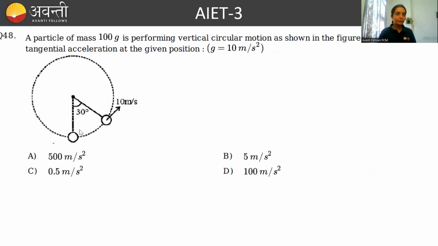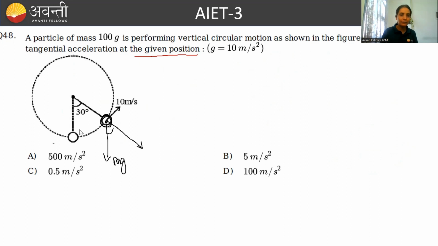Now let's see this question. There is a particle of mass 100 gram performing vertical circular motion as shown. Find the tangential acceleration at the given position. Now you see, we have to calculate tangential acceleration. So my ball is here. First, let us see what type of forces are acting on this. So mg will act in the downward direction.